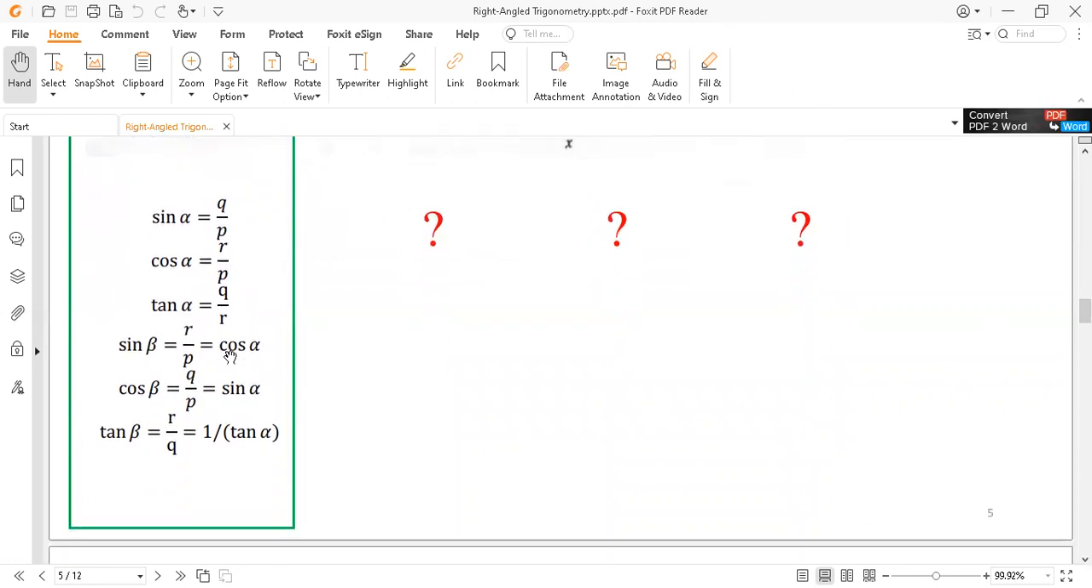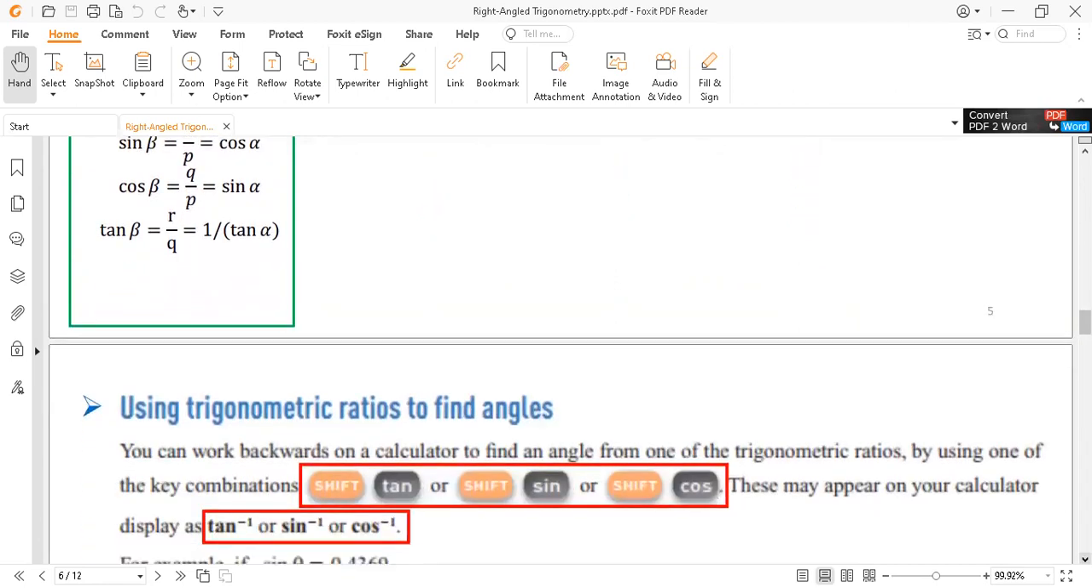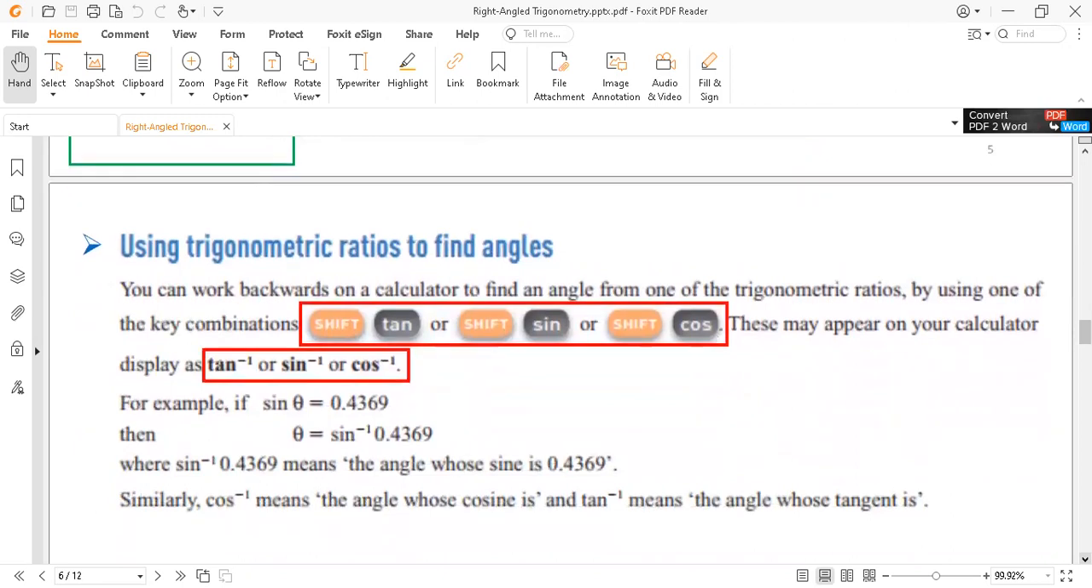We should know that if two angles are complementary to each other, it means that beta plus alpha equals 90 degrees. So normally the sine of one equals the cosine of the other one. Okay, and you can complete the other examples by yourself, easy.